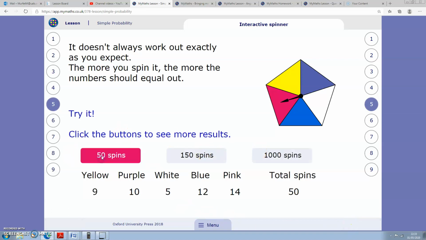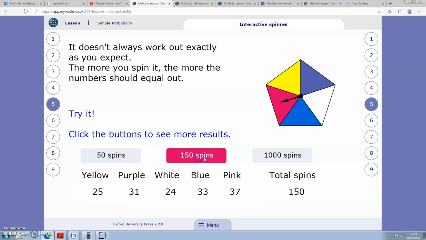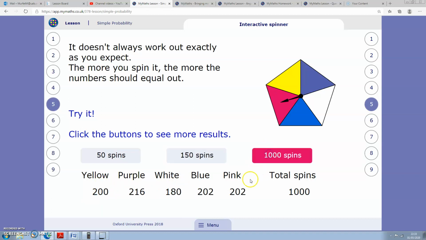Okay, so again, we can see they've evened out a little. 150. We've got white and yellow falling behind a little bit. 1,000 spins. But other than white, that looks quite... If we took what the extra on purple is and put it onto white, that would be pretty much fairly even. Okay, so that's what we would expect. The more the spins, the more reliable the results.